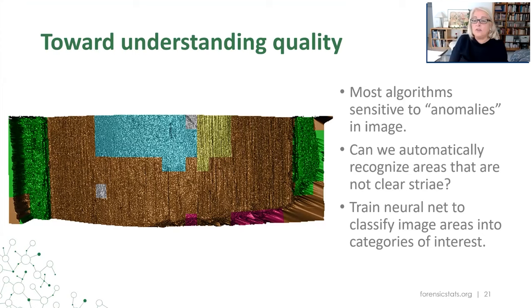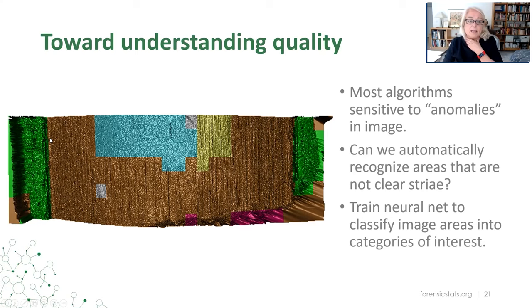If we have an image of a bullet land, can we automatically recognize areas that are clearly not striations or good striations, and that perhaps we need to do some sort of imputation of missing pixels for, or perhaps we have to ignore those areas. And so Andy, one of Heike's students, is in the process of training a neural net that can recognize areas in a bullet land that are of different types.